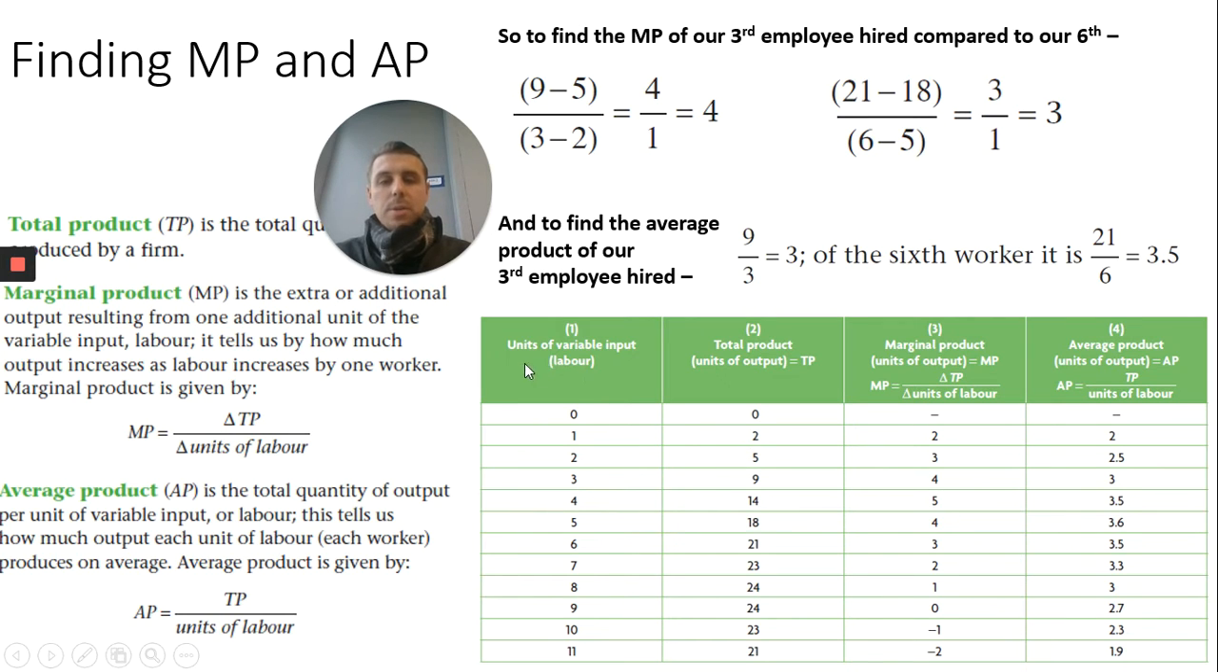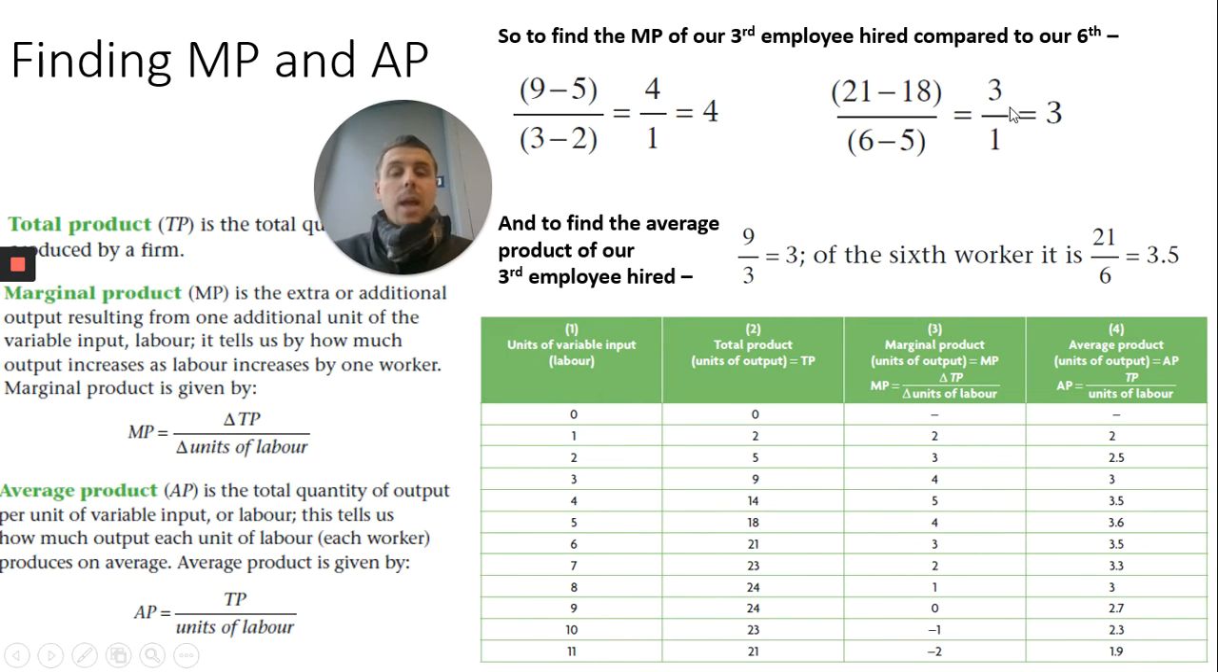So here's my unit of variable input, which is labor. I'm trying to figure out how much value this 3rd employee is giving me. Well, when I had 2 employees, I made 5 pies. When I had 3 employees, I made 9 pies. So all I need to do is take the change in total product, which would be 9 minus 5, so a change of 4. How many units of labor is changing? Well, 2 to 3, so 1. When I add 1 employee, I got 4 more pies. So that 1 employee has a marginal product of 4.